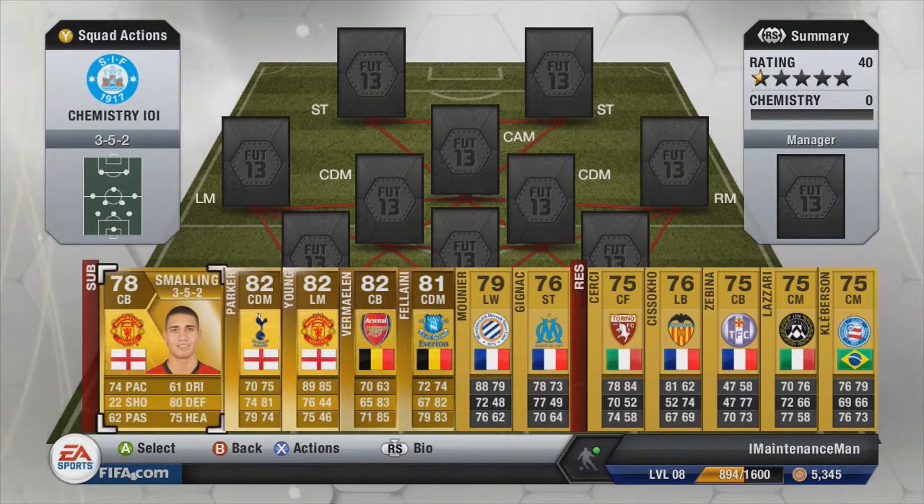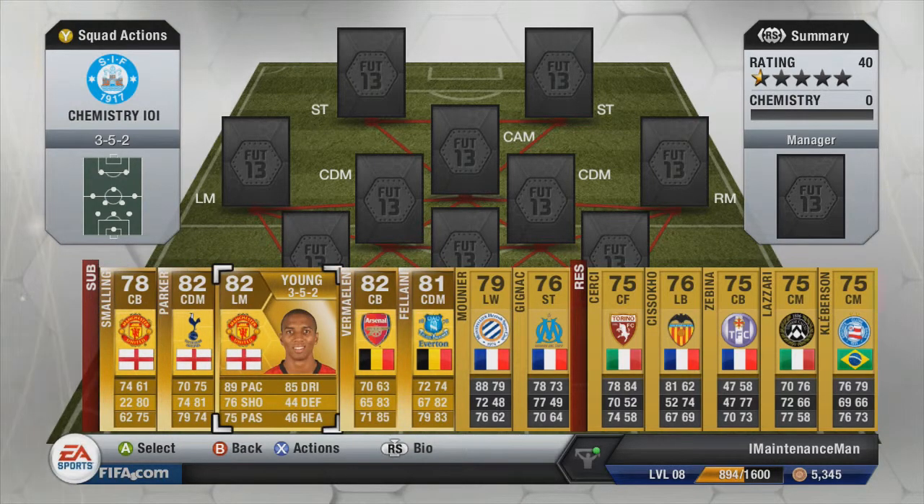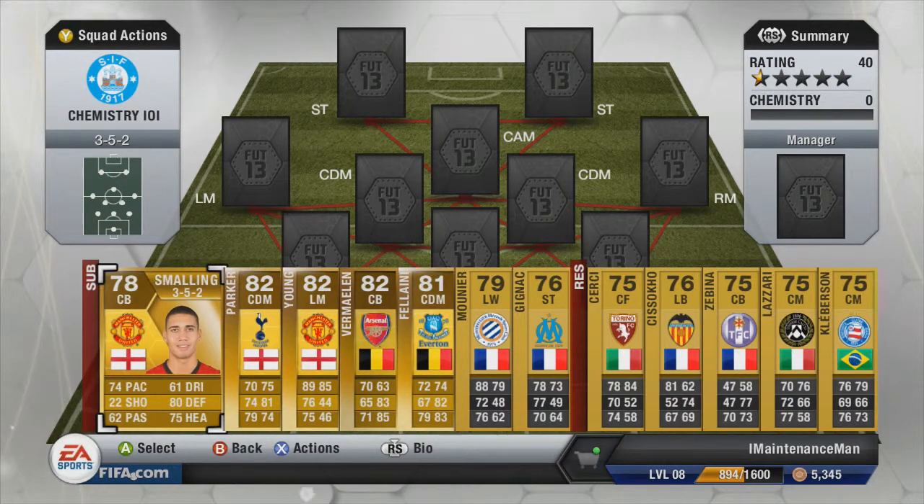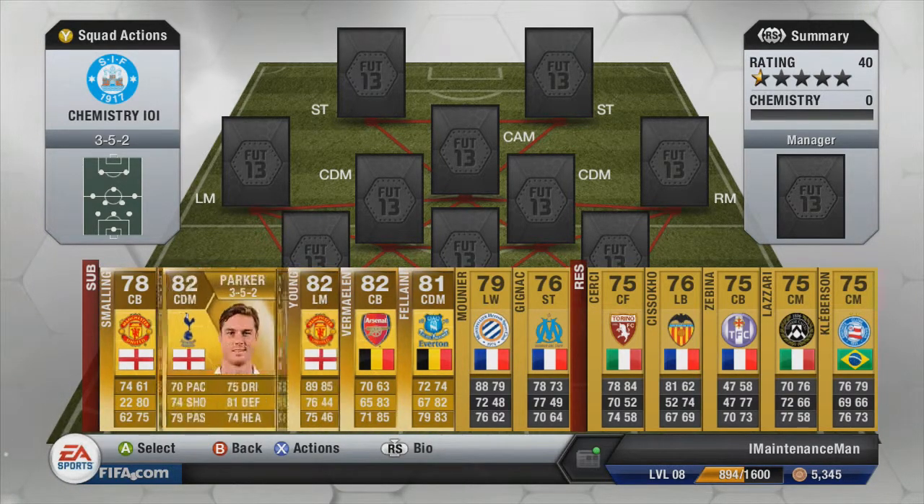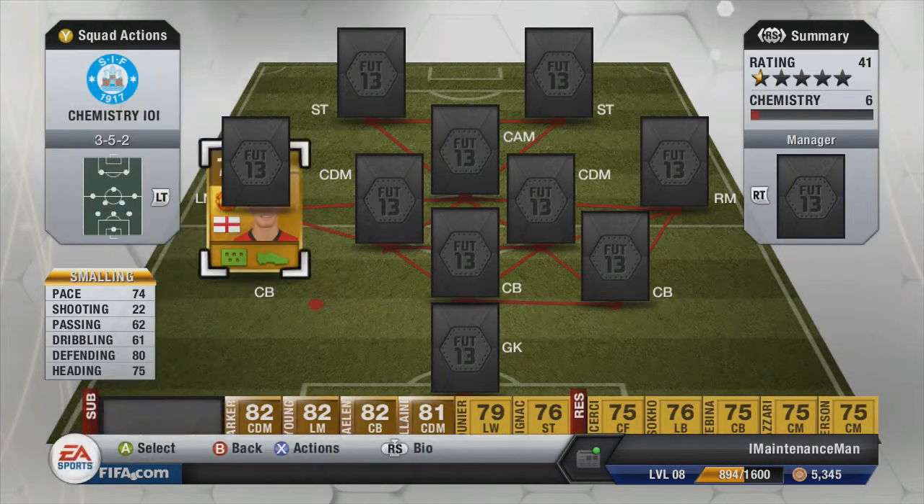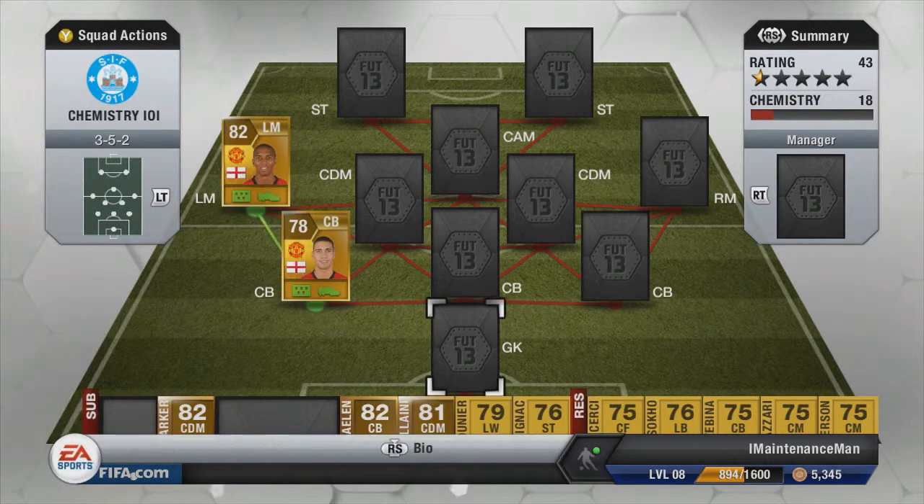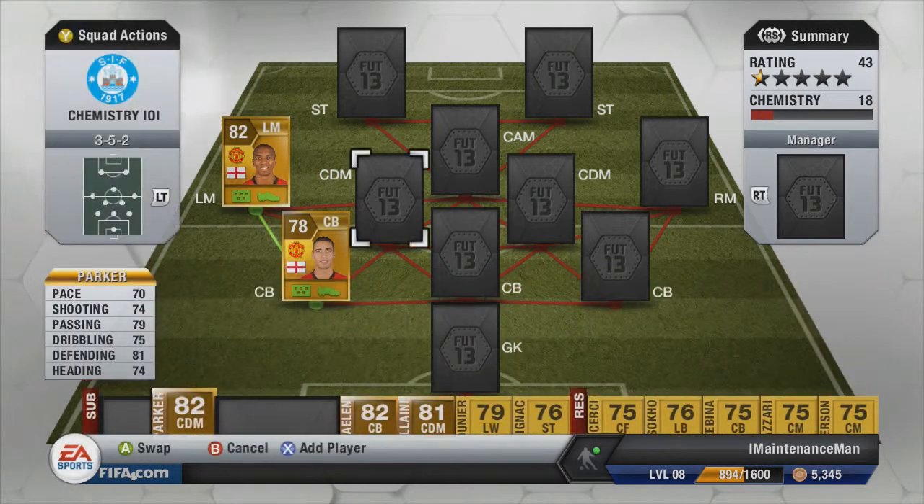So if we look here, I've got Chris Smalling, Scott Parker, and Ashley Young. All three players play in the Premier League. All three players are from England. Their nationality is English, and two of them are from United, as you'll see, and one of them is from Tottenham. So I'm going to stick the three of them in their correct positions. They're all in the right formation, so they will all get 9 chemistry.